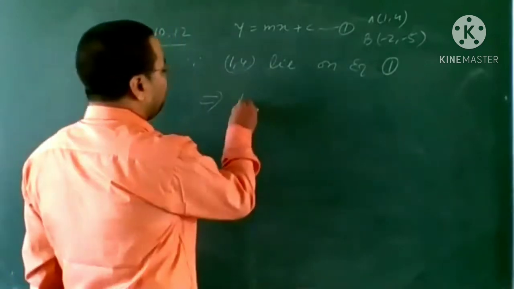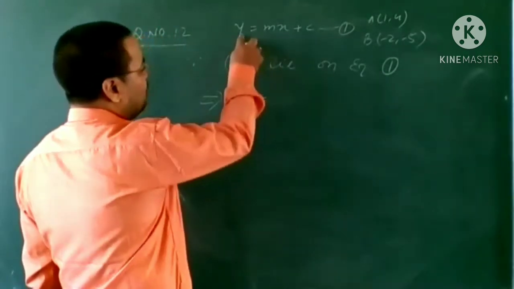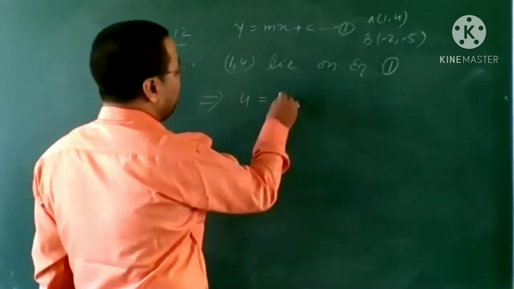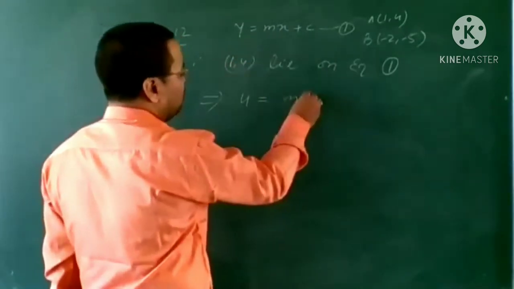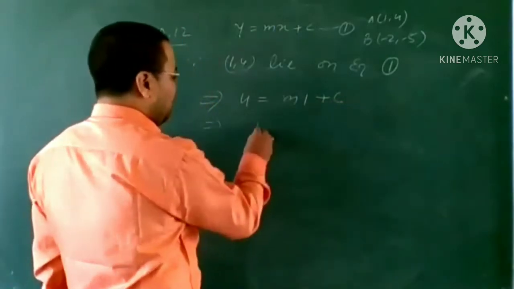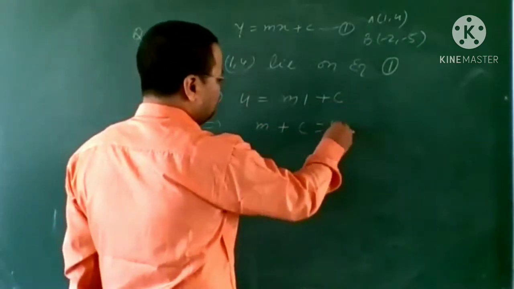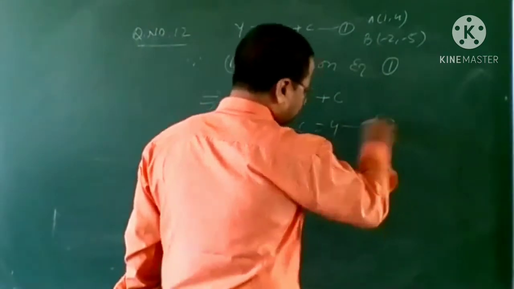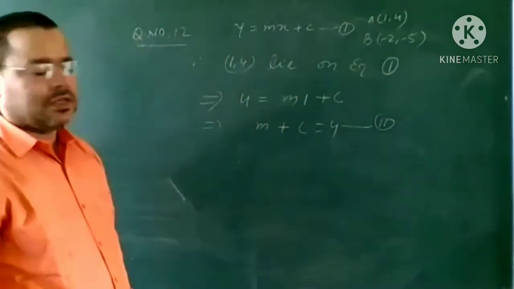Here it will be 4 equal to m, the value of x is 1, plus c. So we can write m plus c is equal to 4. Let this be equation second.